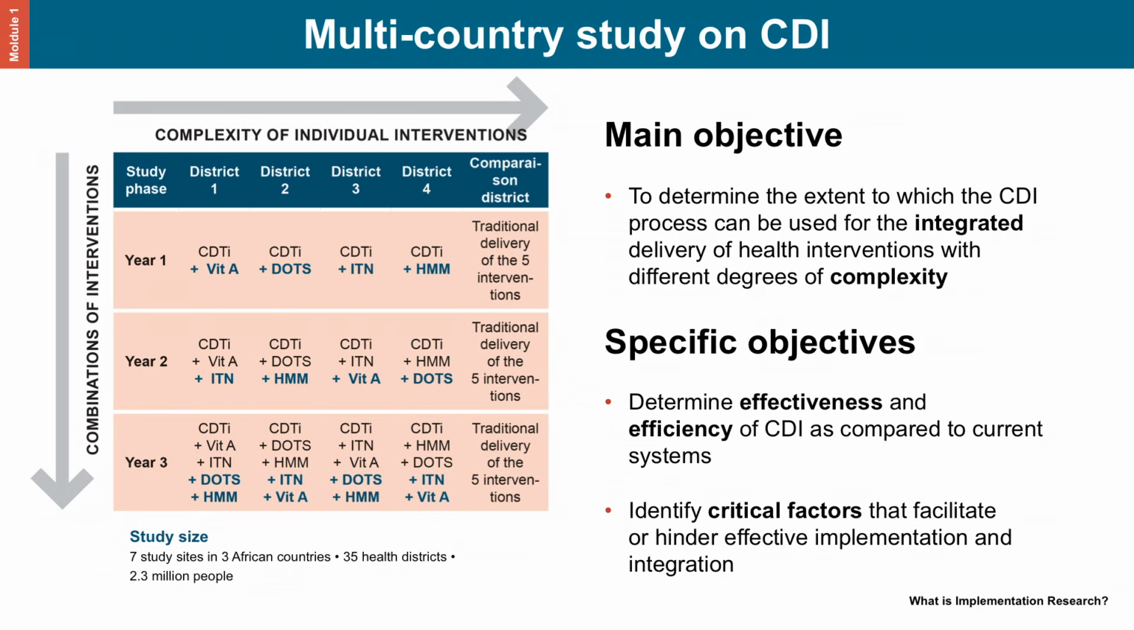Then, of course, there is DOTS. In the case of tuberculosis, case detection and referral were complex issues that needed to be looked at as well. Besides the complexity of the individual interventions, there is also the complexity of the number of interventions that could be managed by the community at the same time. Different districts were selected for different intervention pairing, so that by the third year, all the interventions had been added.